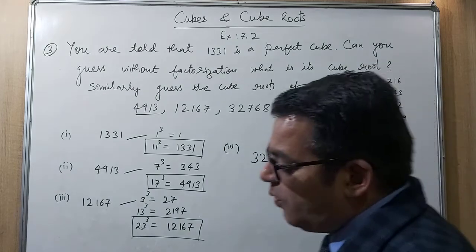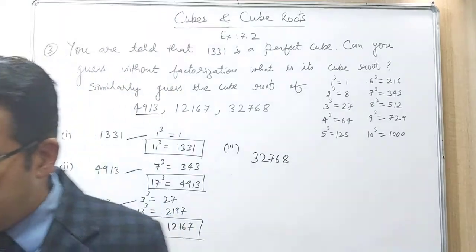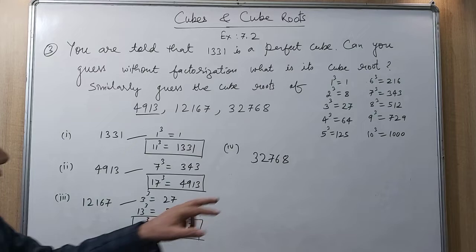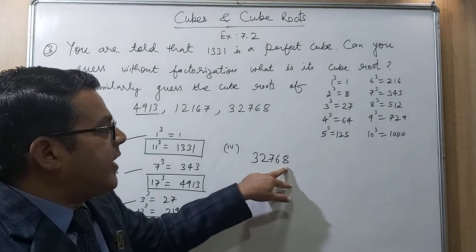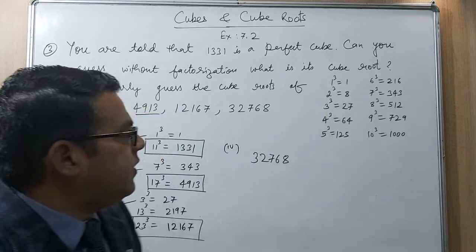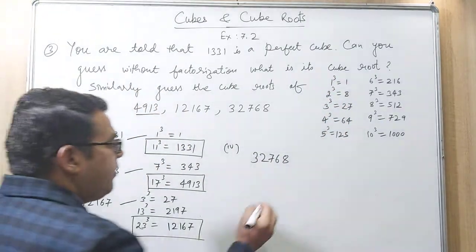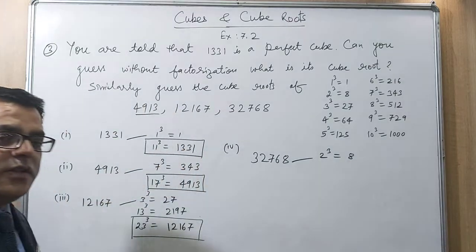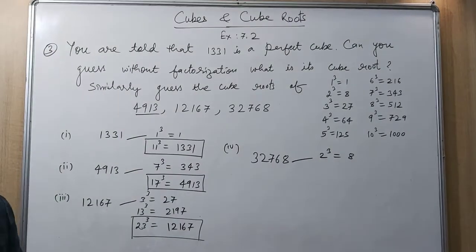32768. Now 32768, you have to find whose cube root is this. Whose cube is this? Now what to check? Whose cube ends with 8? So you can see here cube of 2 ends with 8. So it may be cube of 2, that is 8. It's a very small number, so it cannot be.